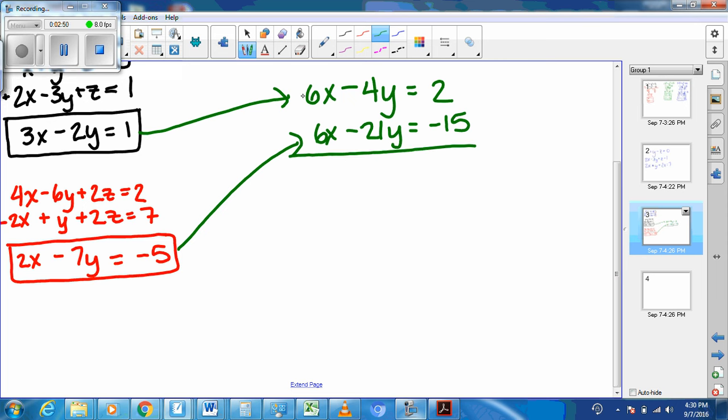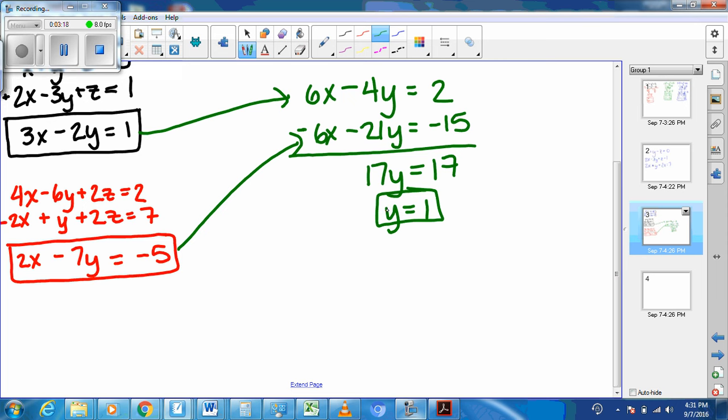Now, in order to get these to cancel out, I'm going to need to subtract. 6x minus 6x is 0. That's good. Negative 4y minus negative 21y. So minus the negative is plus. Negative 4 plus 21 is 17y. And 2 minus negative 15, that is 17. Divide everything out by 17, and I get that y equals 1. Which is beautiful, but I need x comma y comma z.